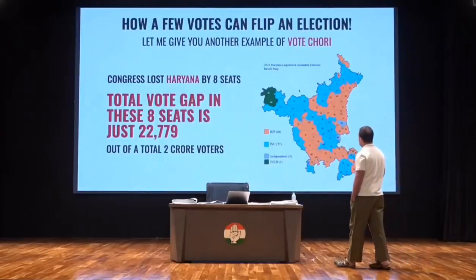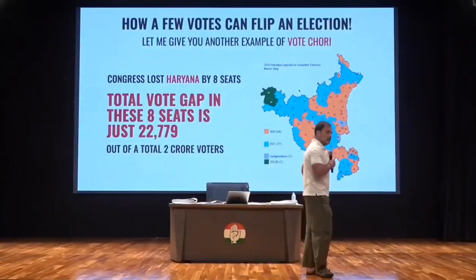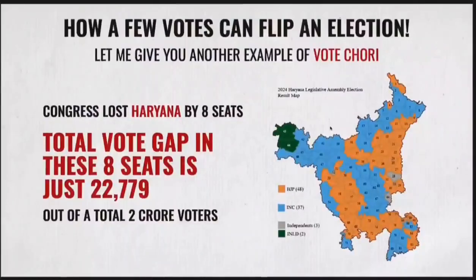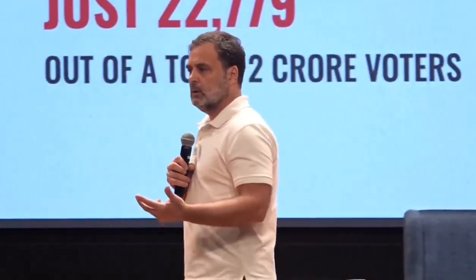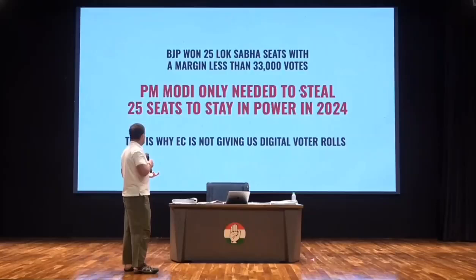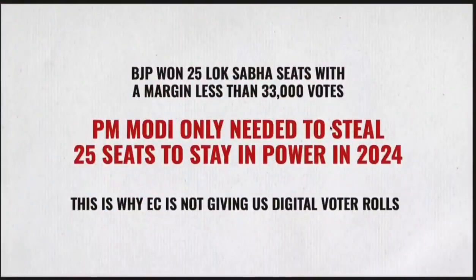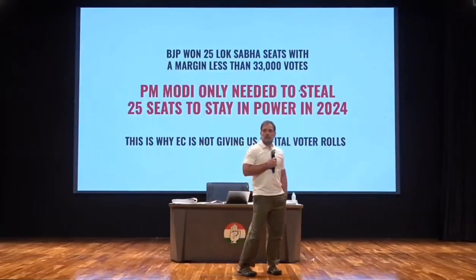Next one. To give you an example, the difference between winning and losing the Haryana election for the Congress was 22,779 votes in the entire state. In one assembly in Karnataka, they've stolen 4 times that. Right? The scale is unbelievable. There's 6.5 lakh voters, and literally 1 lakh of those don't exist. They're being manufactured. And let's not forget that the Prime Minister is the Prime Minister of India with a very slender majority, 25 seats. 33,000 votes was the winning margin.